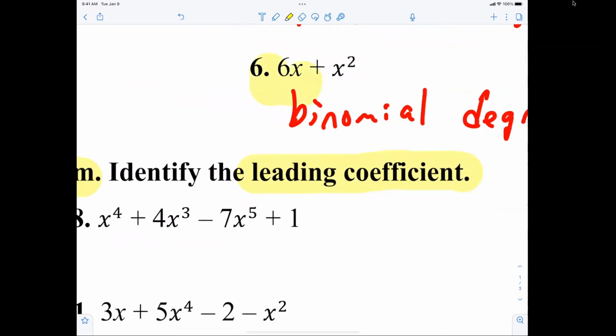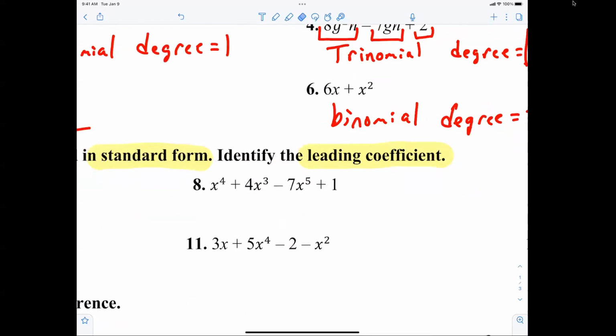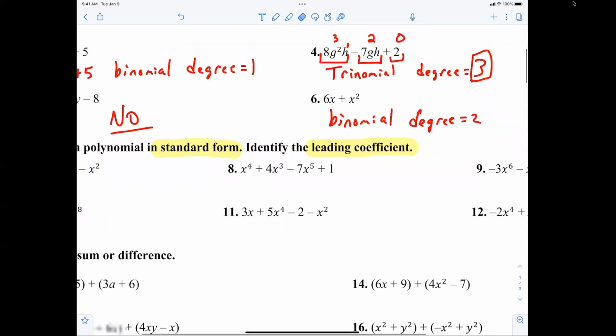What's the degree of this? What's the degree of the second term? 2. Why is it binomial? I only see 1 addition sign. How many terms are there? 2. So why do they call it a binomial? There's 2 terms. Trinomial is 3 terms. You're not counting the addition and subtraction signs.